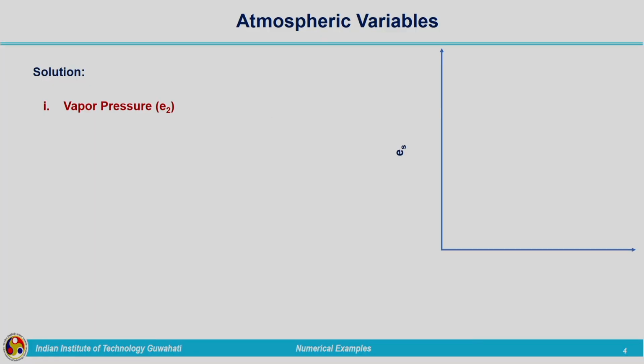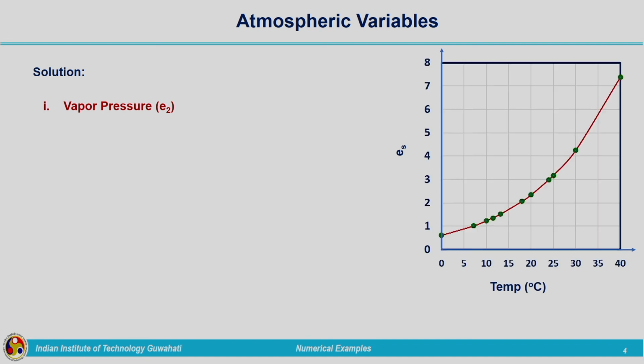That plot I am going to give here, that is, we are going to plot the saturation vapor pressure versus temperature. So, the graph will look like this. Along the y axis we have saturation vapor pressure, and along the x axis we have the temperature in degree Celsius. Now, with the given data, we need to calculate the vapor pressure at an elevation of 1200 meters above the ground surface.